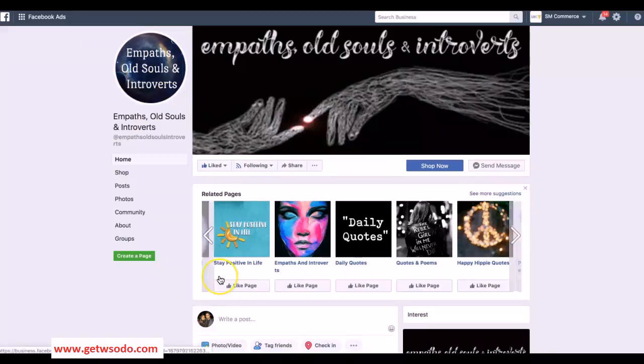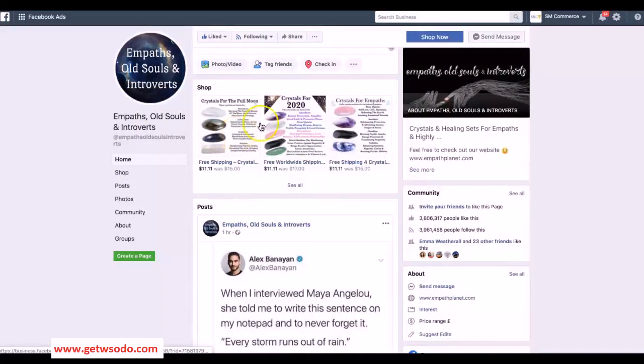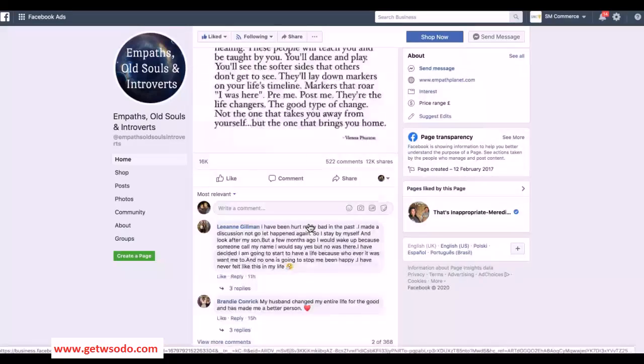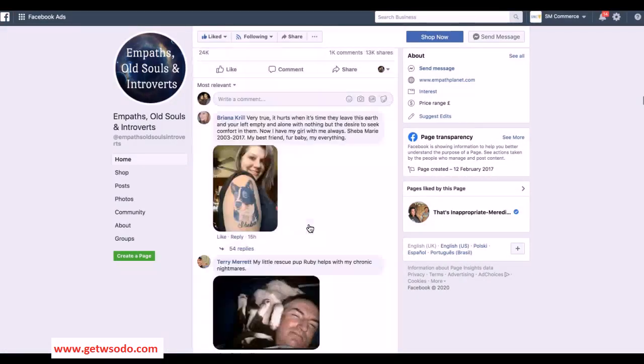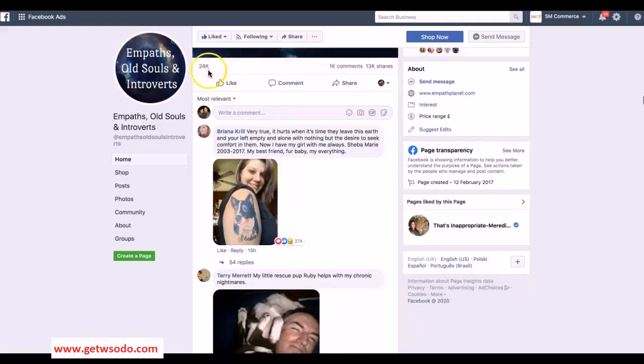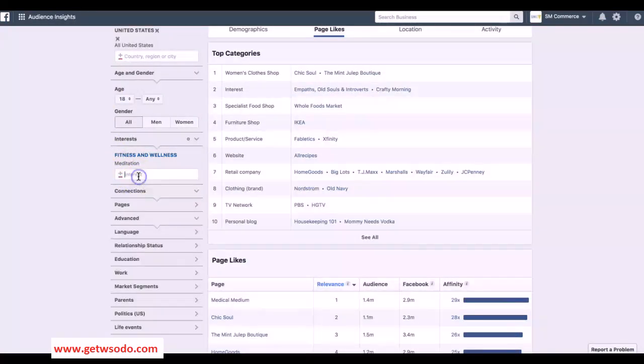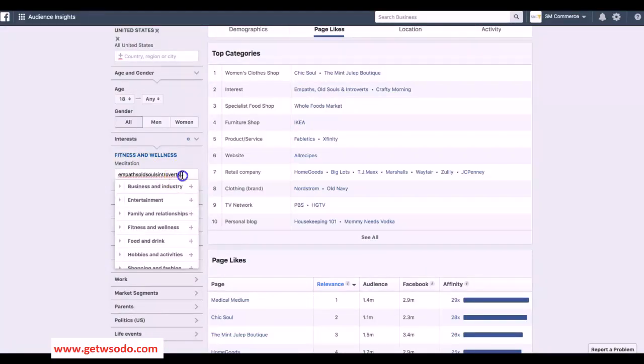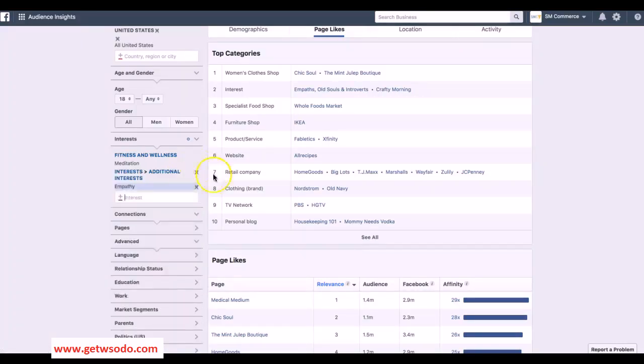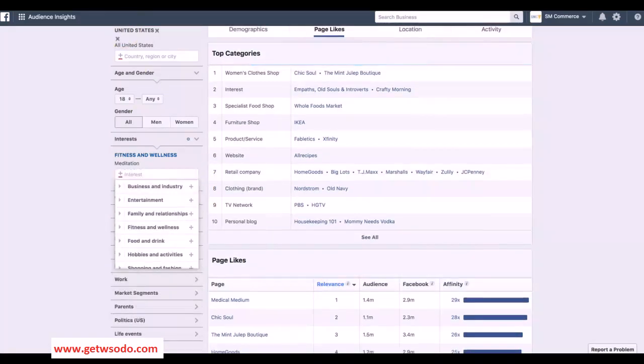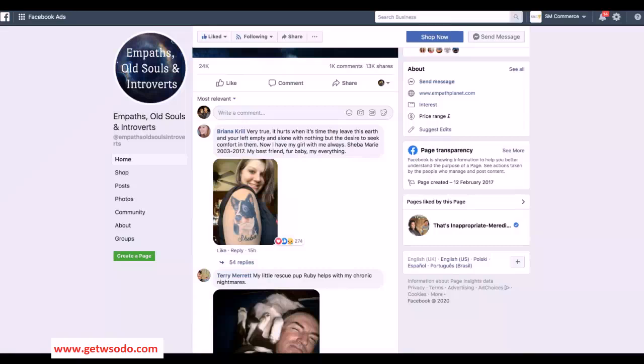So if I look at this page and I think, you know what, meditation, things like that, the content of what they're sharing and potentially their fan base are going to be similar to who I want to target, then I would potentially use this and see if I can target them in terms of interest. So if I copy the page name, take that into Audience Insights, and paste it here, let's see if it comes up. It doesn't. So that's not a page I can target. Empathy does come up, but it's not really necessarily related. So Empaths isn't a page that I can target based on interest.